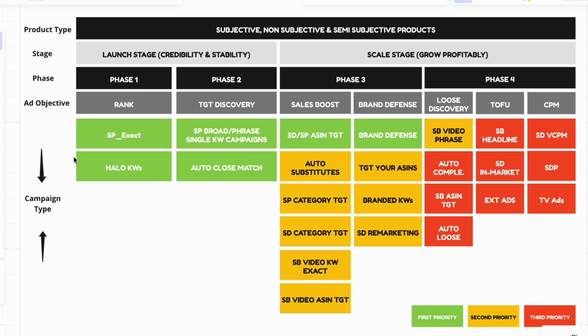Under each of the phases you have various ad objectives. Here we have not gone in depth in terms of strategy, but still at a high level you know under which phase which ad type you should be using and why you should be using it, right?